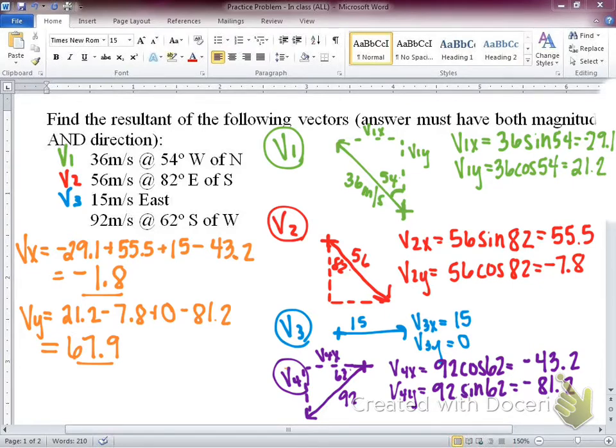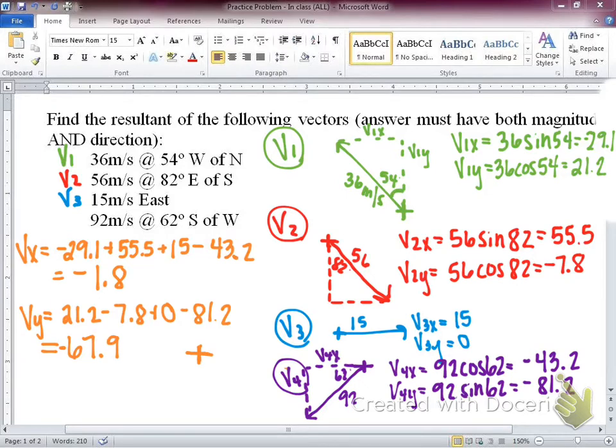Which one is a negative? I'm sorry, you're right. This is negative 67.9. So it needs to go south. Okay? So now when we draw a resultant vector, we're going to start with our origin. And we can draw south first, then west, or you can draw west first, then south. It will not make a difference.